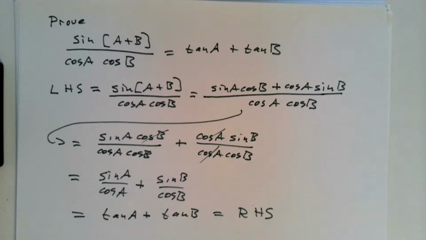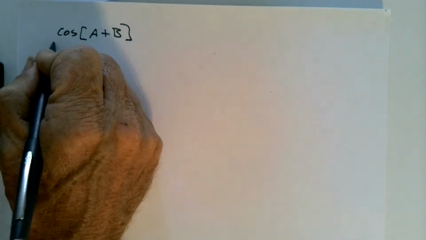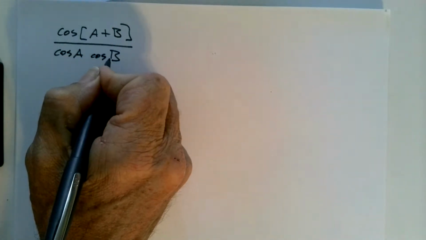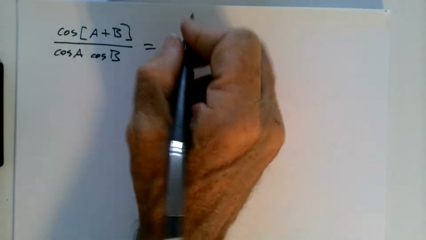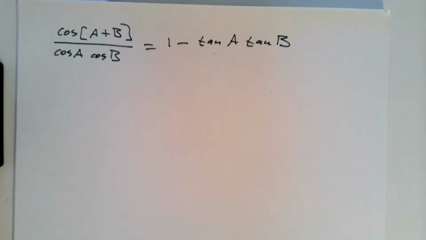Right, let's try one more of these in the same kind of vein. This time I'm going to let you try it first, give you a few minutes, and then I will make an effort to take a look at it. So try this one, which I think should be doable. Should be a little bit easier than some of the others. Cosine of A plus B over cos A cos B equals 1 minus tan A tan B. All right, try that one. We'll take a look at it together shortly.